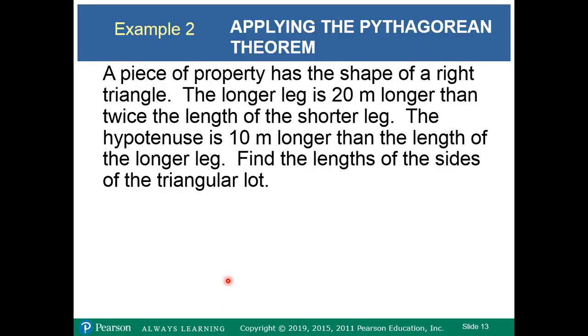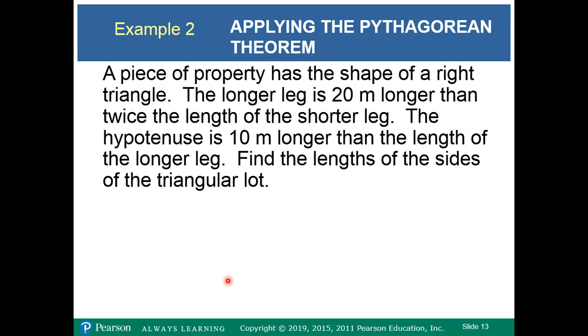Now in this case here, a piece of property has a shape of a right triangle. The longer leg is 20 meters longer than twice the length of the shorter leg. Okay, so let me say that again. The longer leg is 20 meters longer than twice the length of the shorter leg. Okay, so now we've got a relationship there between the two legs.